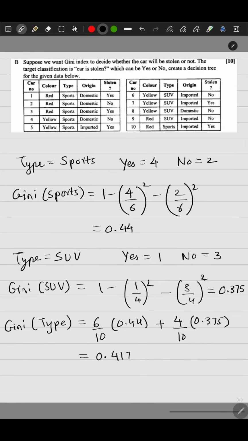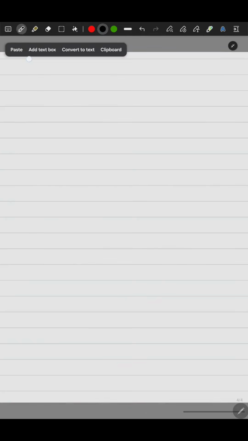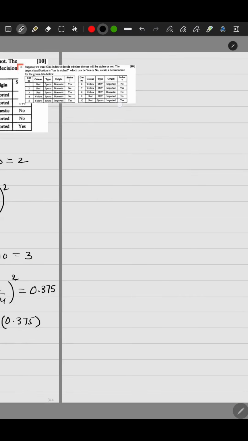We have already found a lower candidate. Whichever attribute has the lowest weighted Gini will be chosen as the root node. So 0.48 was color, and we have already bested it with type. Now let's continue our search for the root node.